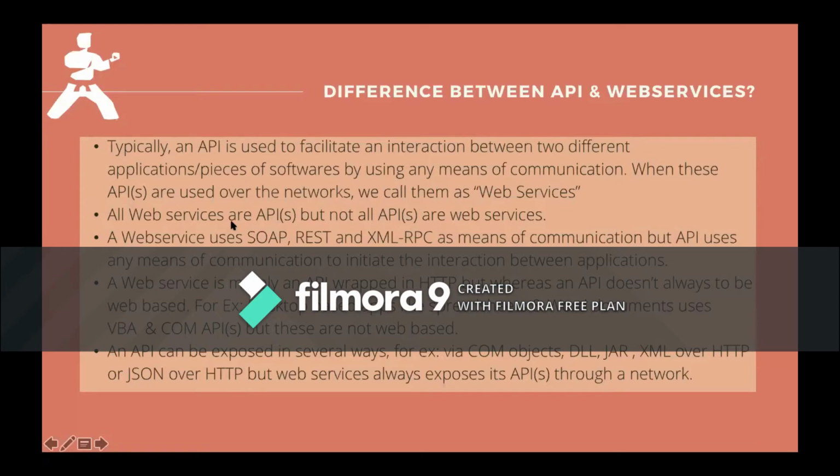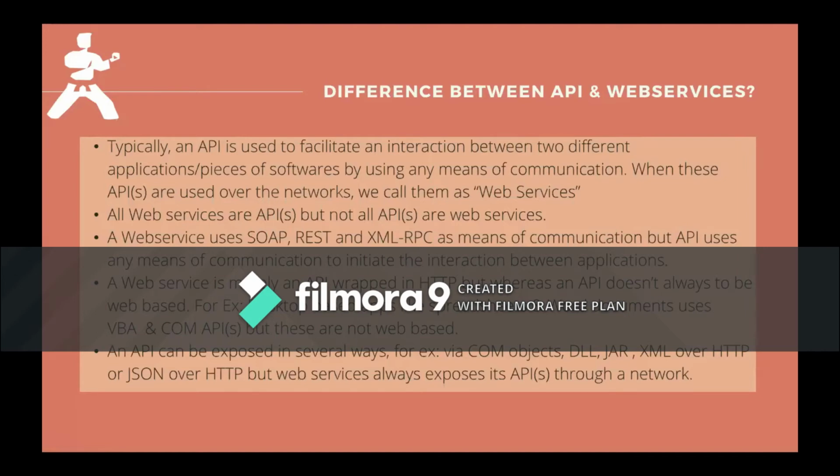When we say all web services are APIs, let's say there is a REST endpoint, we hit something, we get the data. This is happening over the network. It is an HTTP endpoint, so we say that it is a web service and it is an API. But it doesn't mean that an API should always be on the network. It cannot be.